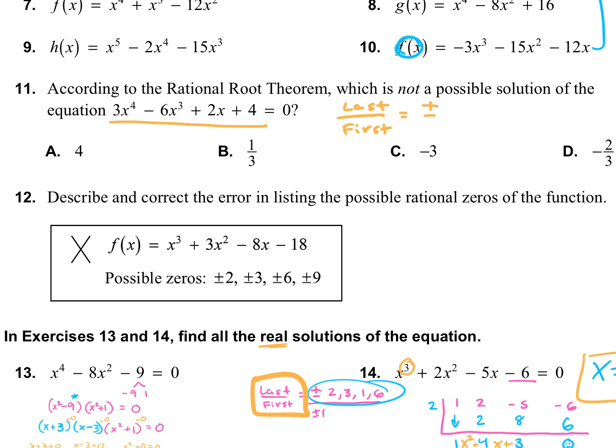So we have plus or minus. What are factors of our last? You don't have to list it twice because you're just listing the possible options. 2, 4, and 1. What are factors of the first? 3 and 1.